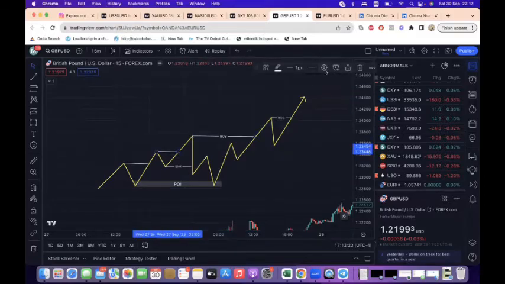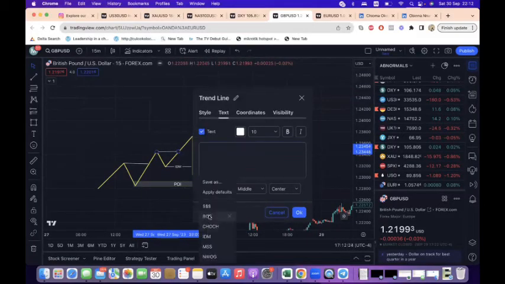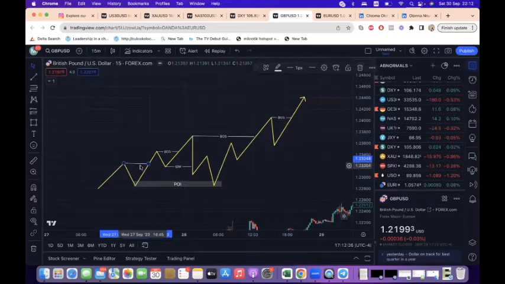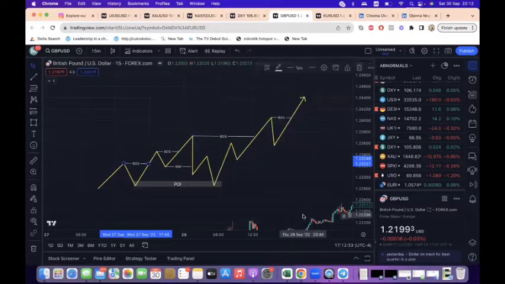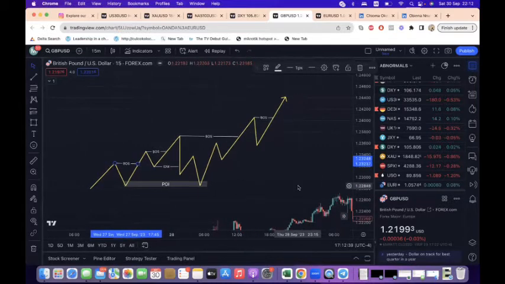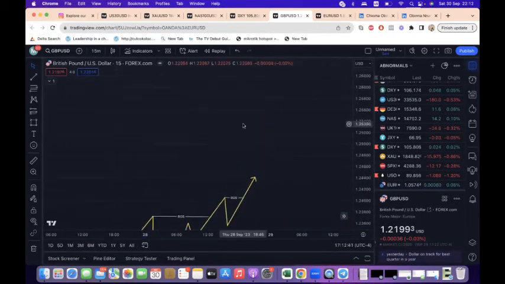Break of structure. Right there. For the bullish trend. All right, that's a break of structure for the bullish trend, up and down like that. So look at that. Now let me show you for a downtrend.